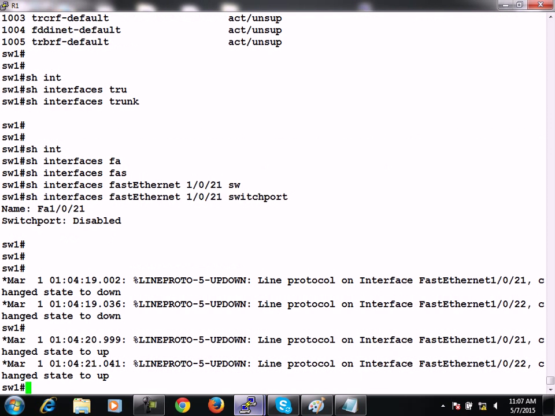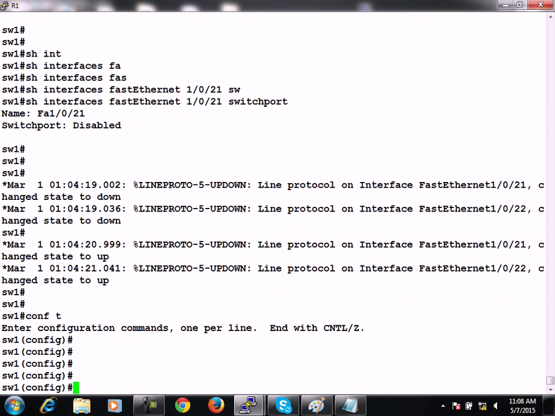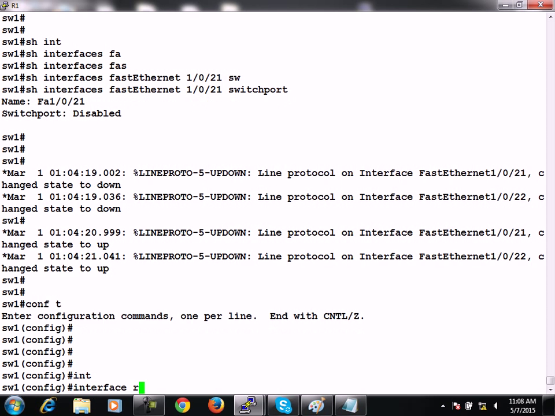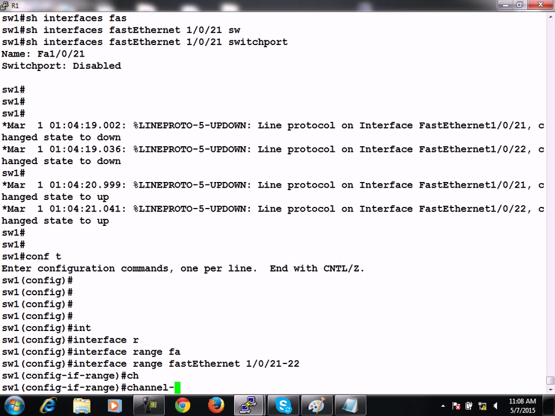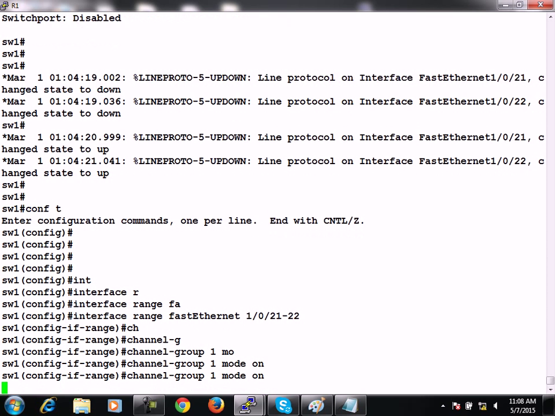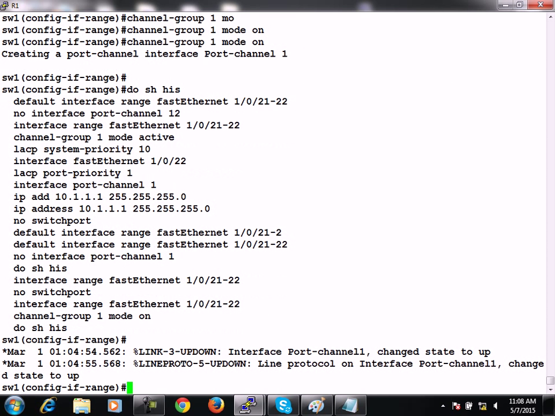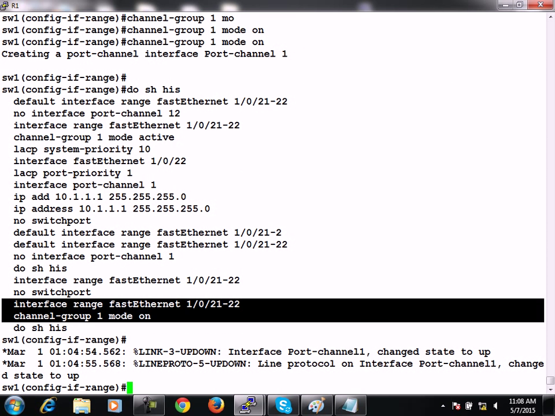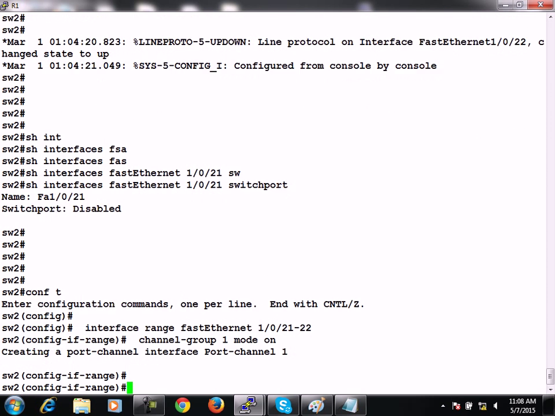Now configure your EtherChannel. You can use either mode on or LACP or PAgP, it doesn't matter, right? So again I'm going to use mode on. So interface range FastEthernet 1/0/21 to 22, and then again I will say channel-group 1 mode on. In the same manner, I'll do the configuration on switch 2. I will simply copy paste, right?